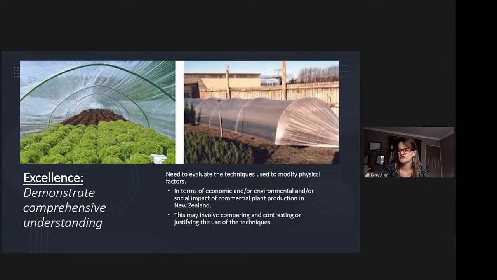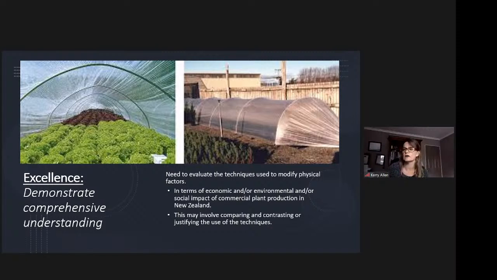For excellence, you need to state why they're used. Three things. You're usually doing economic, environmental, and social. Now, environmental, you've just looked at what it means. So you need to be talking about the good or bad impacts on these things. You'll compare those techniques, or you'll justify.